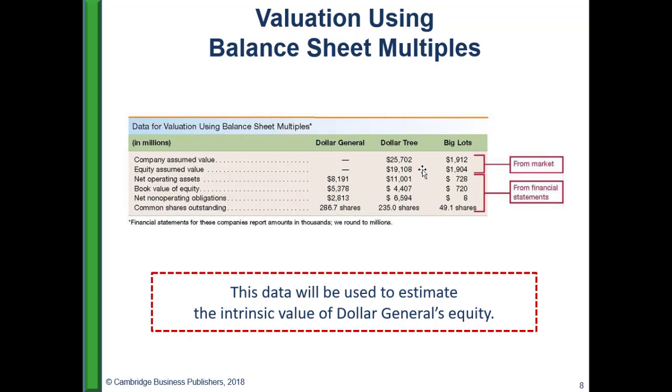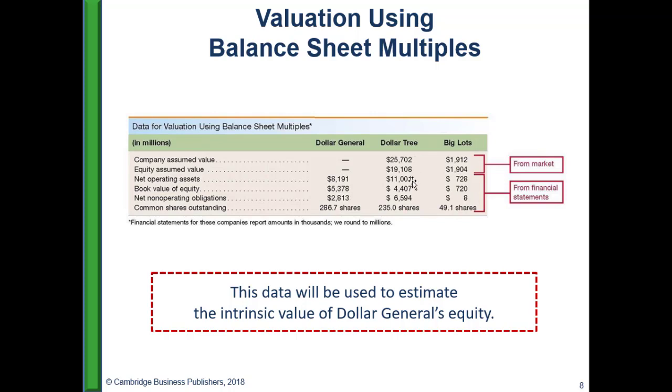To derive 19,108, that's the market value of the stock. That's the number of shares of stock outstanding times the stock price on whatever date we're talking about here. The company assumed value is that plus the intrinsic value of all the debt. So if there are bonds payable outstanding, it's the market value of those bonds plus any other liabilities.